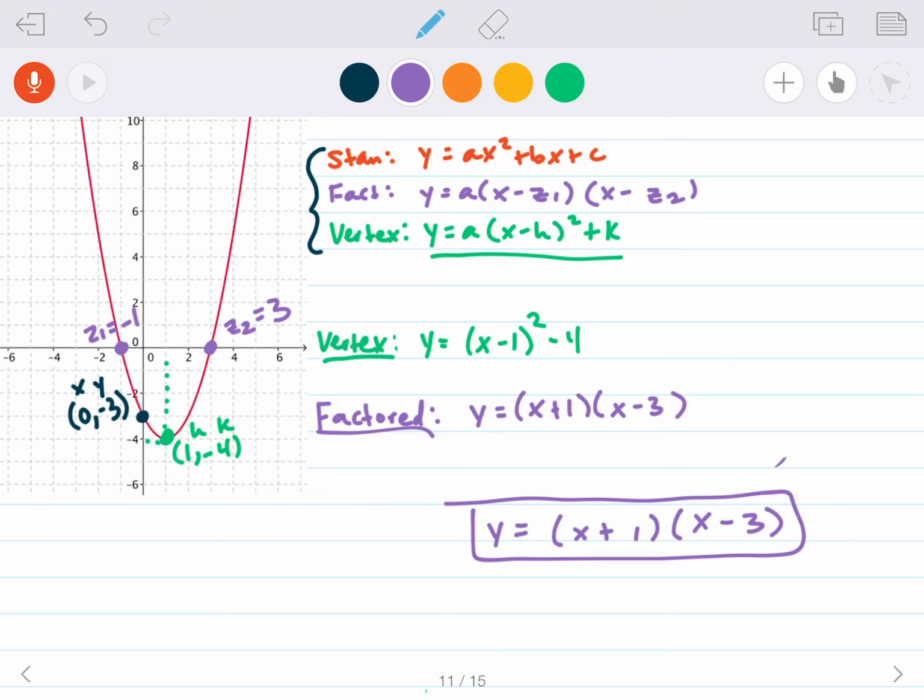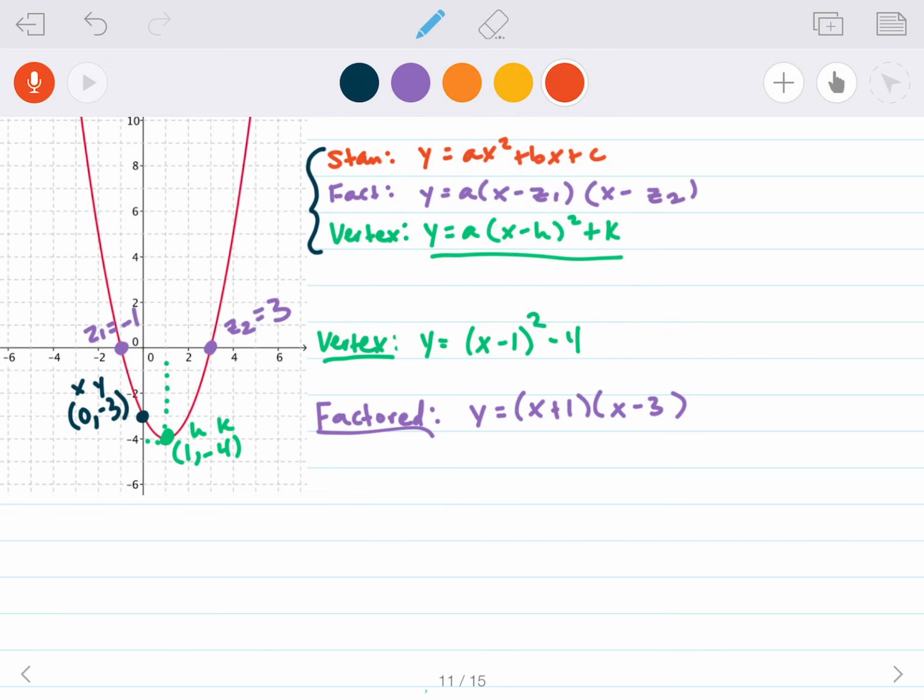All right, cool. Last thing we need to do is find standard form. So standard form, all we have to do is expand this thing, and we can use either vertex or factored. It doesn't matter. We're going to get the same answer either way. I'm just going to use factored because it looks easier. So factored is going to tell me we need a FOIL, first, outer, inner, last, to get into standard. So first is x times x, x squared. Outer is x times -3, that's -3x. Inner is positive 1 times x, that's positive 1x. And last is positive 1 times -3, which gives us -3.